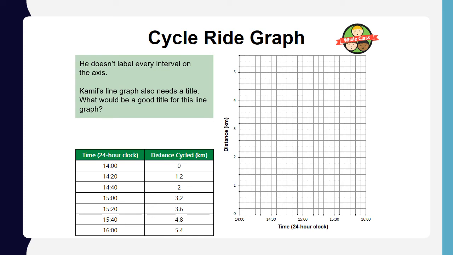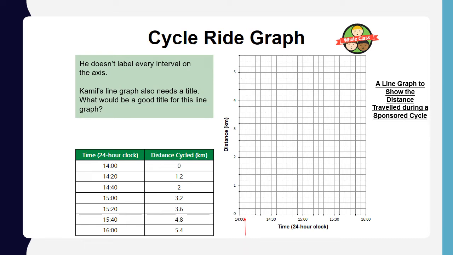Camille's line graph also needs a title. What would be a good title for this line graph? Well, he comes up with this: a line graph to show the distance travelled during a sponsored cycle. Perfect. It tells the person looking at the graph exactly what information is shown.